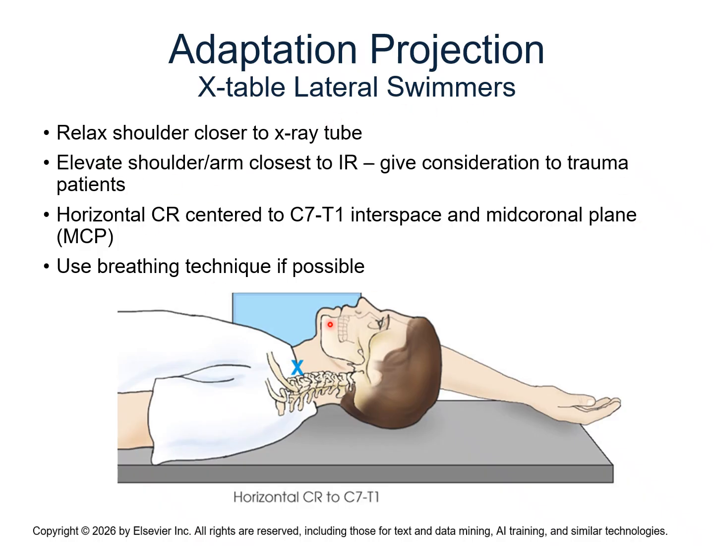And again, we haven't talked about the swimmers yet. I guess I threw it into the non-essential, but it is essential. So we'll adjust that again on the PowerPoint that you are presented in class, but it's just in a little bit different order here. And so this one we center at C7, T1 interspace. The reason it's called swimmer's technique is because it looks like you're swimming. So the side closest to the image receptor, that arm goes up, this arm goes down.